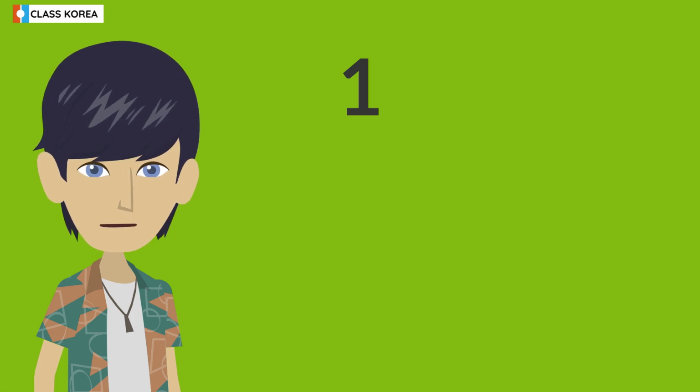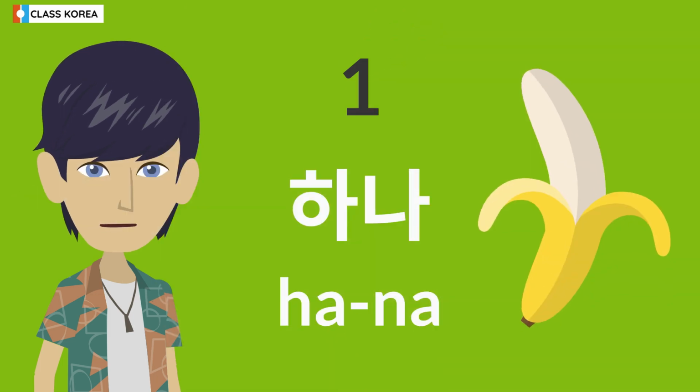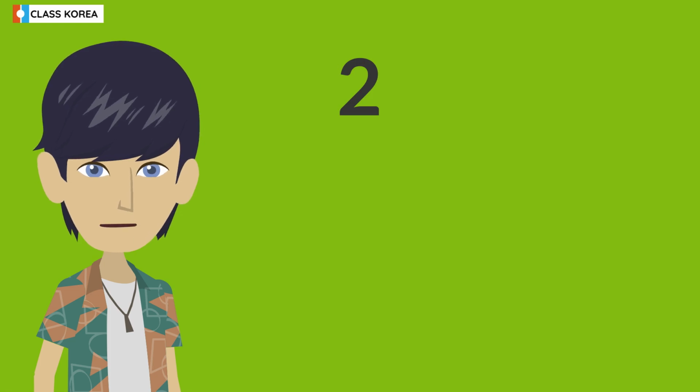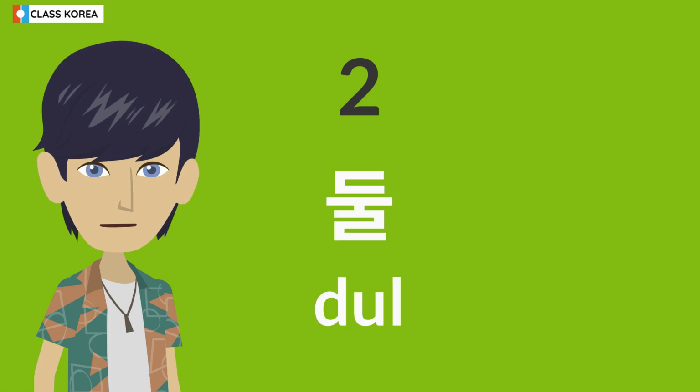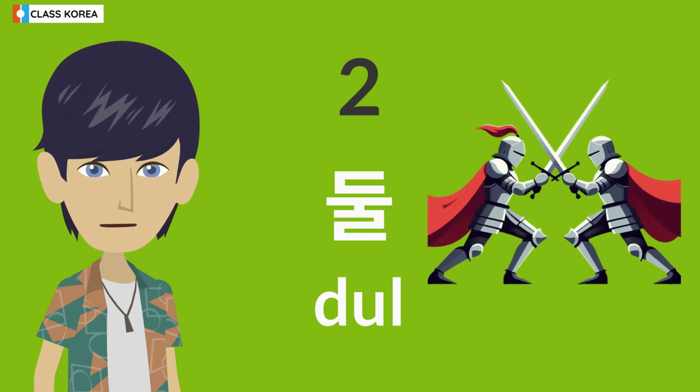1. Hana, think of Hana like Hanana. Imagine you're about to eat a banana but you just say the first part, Hana. 2. 둘, it sounds like duel. Imagine two knights dueling with swords.